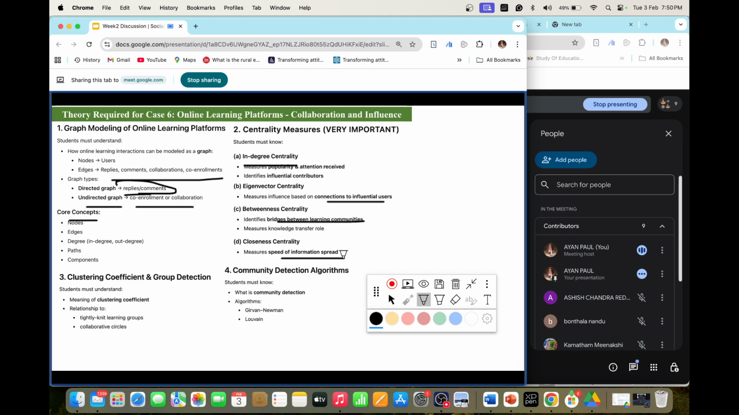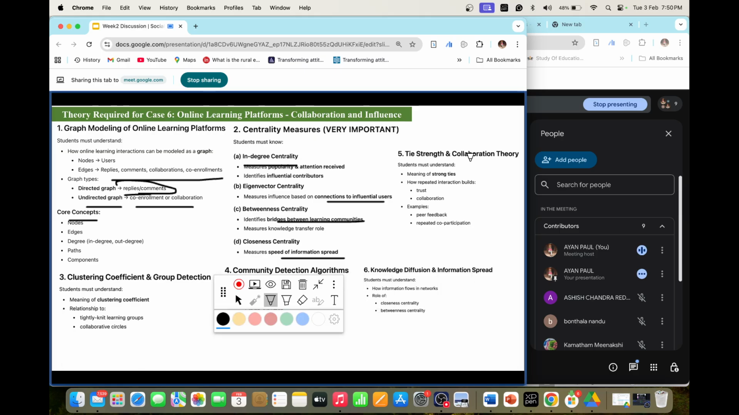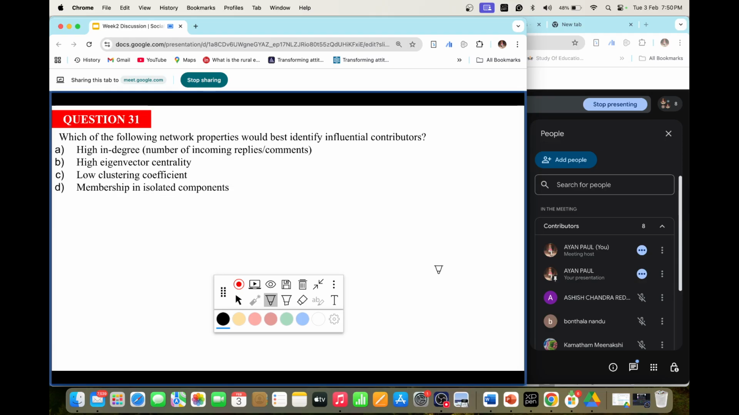Okay, now we have the clustering coefficient's relationship to tightly knit learning groups and collaborative circles. The community detection algorithm is there for community detection. Tie strength and collaboration: the meaning of strong ties, and how repeated interaction builds trust and collaboration. Examples include peer feedback and repeated co-participation. Knowledge diffusion and information spread: how information flows in a network. Closeness centrality and betweenness centrality are the two important centralities for knowledge diffusion.